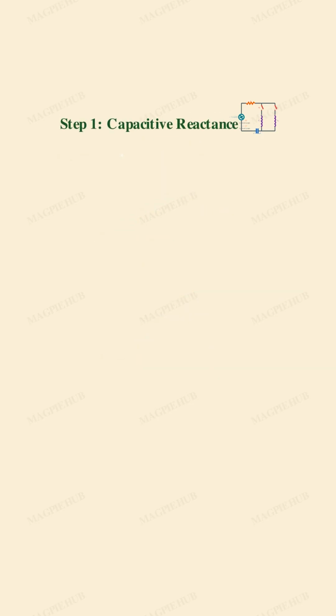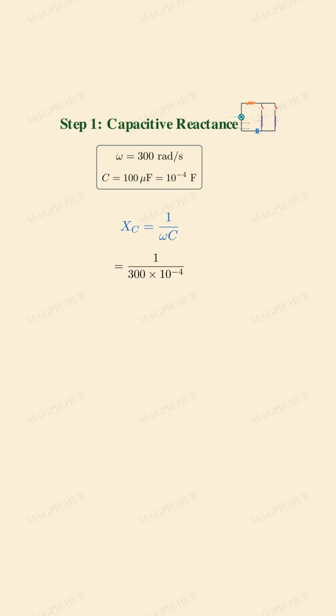Step 1. First, let us find the capacitive reactance. Omega is 300 radians per second, and C is 100 microfarads, which is 10 to the power minus 4 farads. XC equals 1 over omega C. Substituting, we get 1 over 300 times 10 to the minus 4. Computing this, XC equals 100 by 3 ohms.